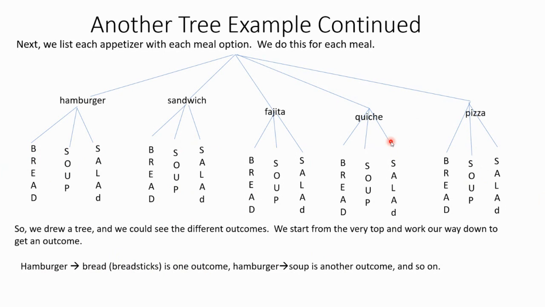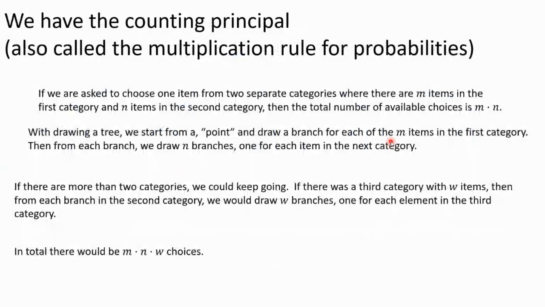So that's the idea with the tree. But sometimes you don't have to list all the outcomes. You might just need the number of outcomes. That's where the counting principle, as they call it, comes into play. It's also called the multiplication rule for probabilities.